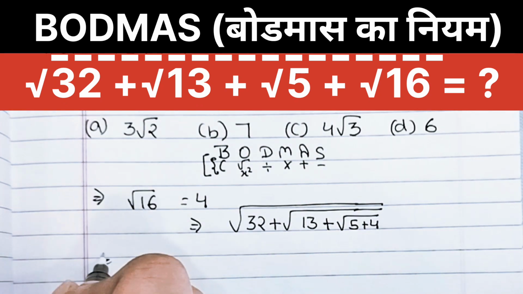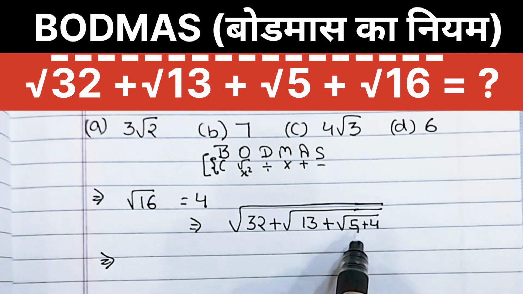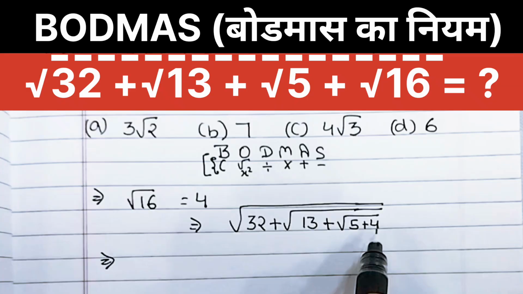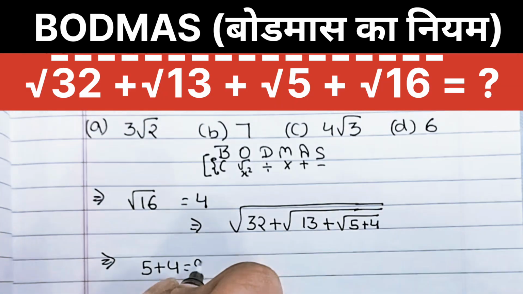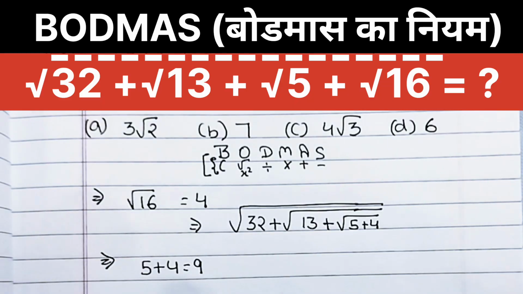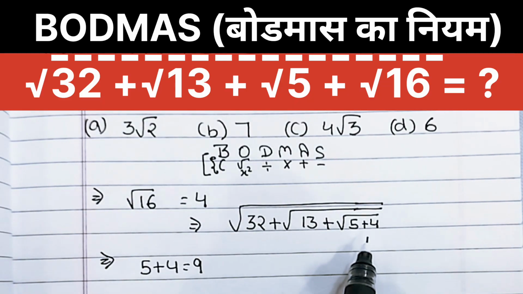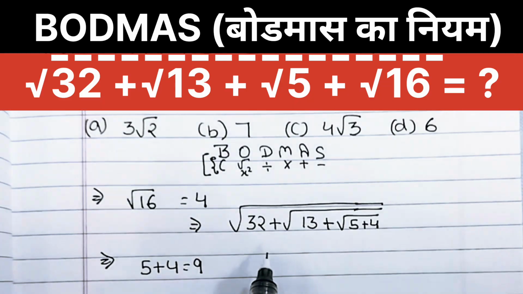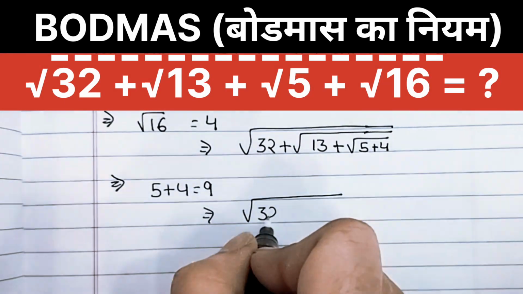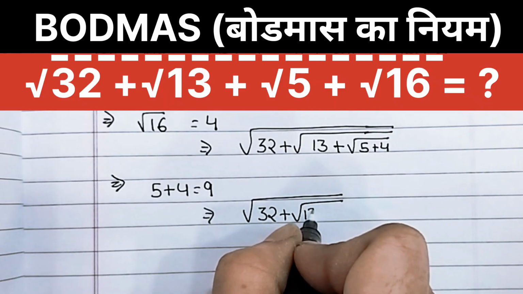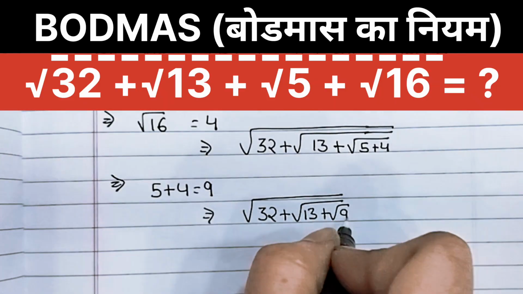Now step 2: addition inside the next radical. Now you can see 5 plus 4 inside the next radical, and 5 plus 4 equals 9. So in the BODMAS rule, within the current bracket, the square root, we perform addition before we can evaluate the root itself. Now the expression becomes root 32 plus root 13 plus root 9.